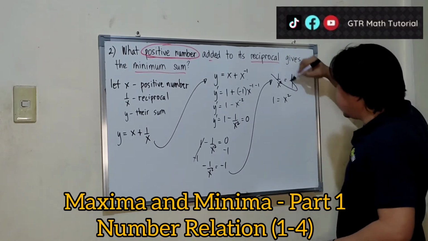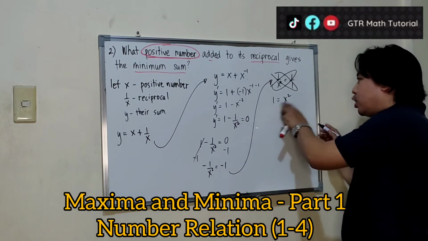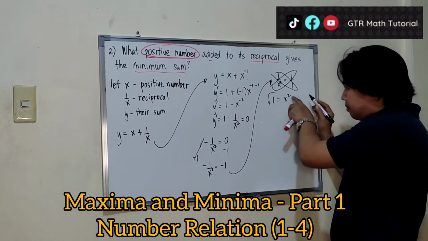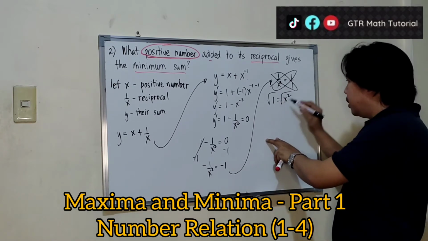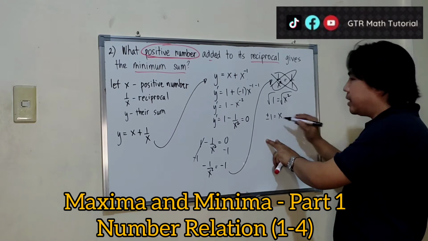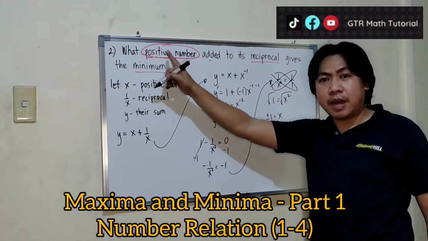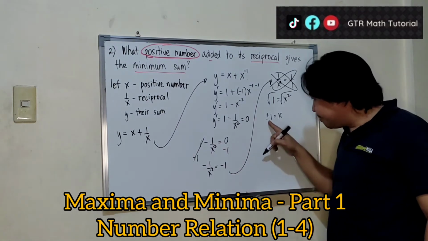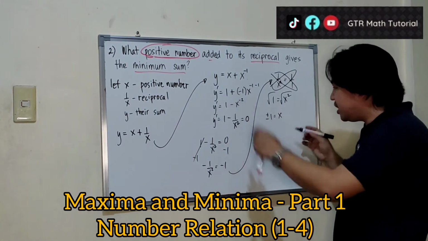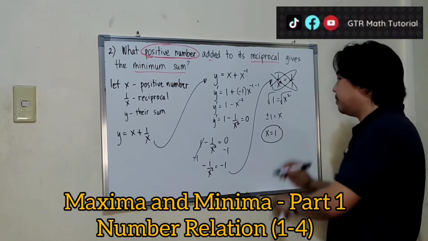Cross multiply, or multiply both sides by x squared. So, 1 equals x squared. Now get the square root of both sides to cancel out the square. So, we have plus or minus 1 equals x. But since we are looking for only a positive number, the only answer is positive 1, not the negative 1. So, just reject the negative 1. The only answer is x equals 1.